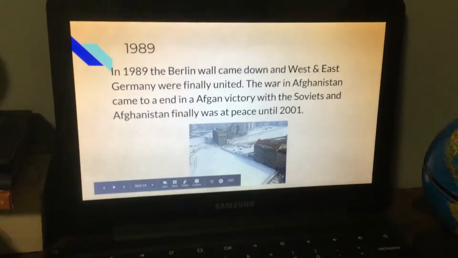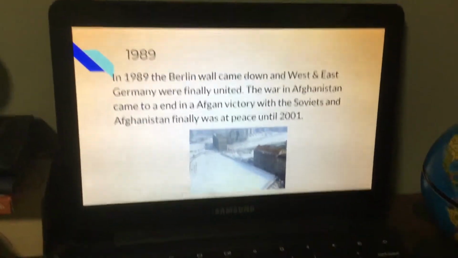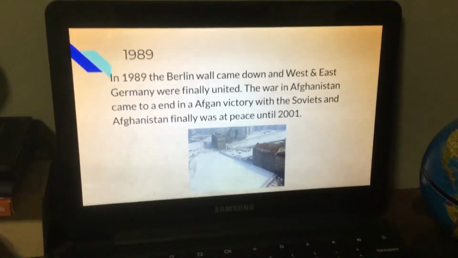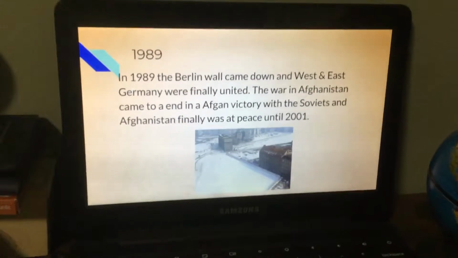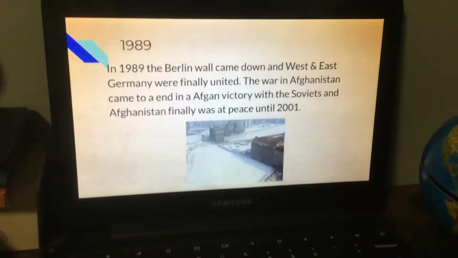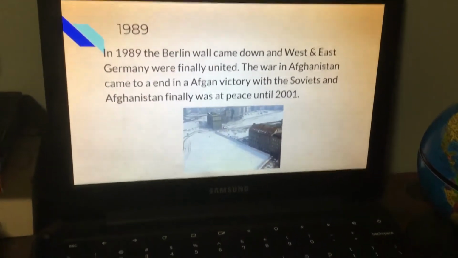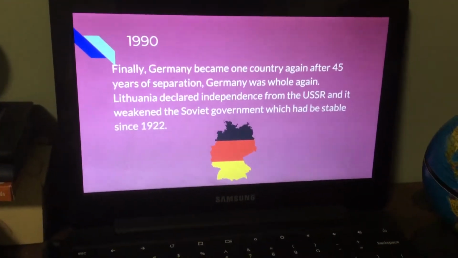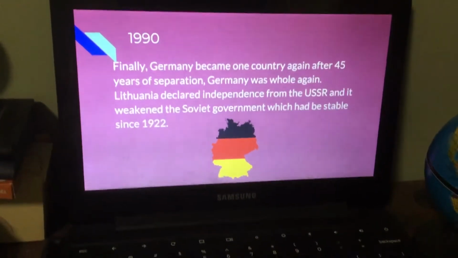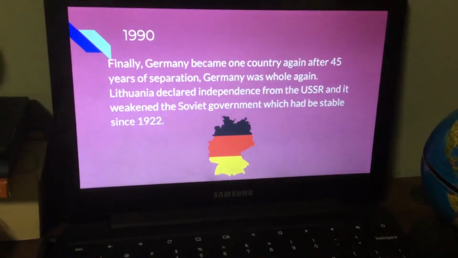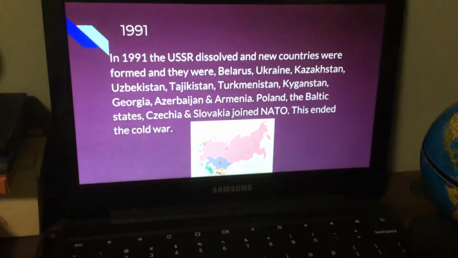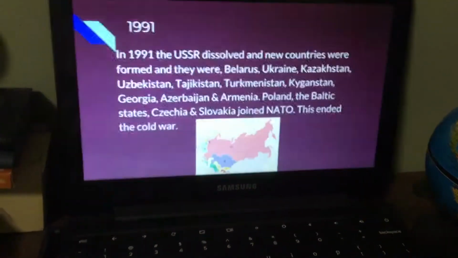In 1981, the Berlin Wall came out, and East and West Germany were finally united. The war in Afghanistan came to an Afghan victory when the Soviets in Afghanistan were finally to peace until 2001, where they went back to Afghanistan to put another war on. Fantastic job, Afghanistan. Finally, Germany became one country again after 45 years of separation. Germany was whole again. Lithuania declared independence from the USSR, and the Soviet government was weakened since 1922. Oh, it was stable since 1922.